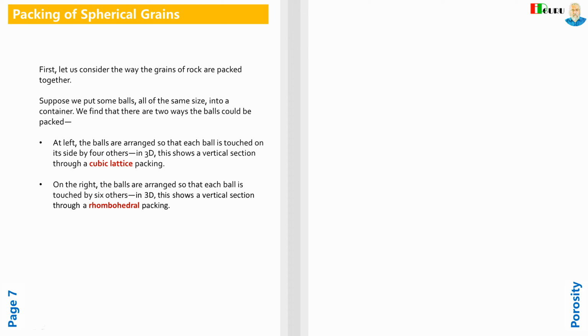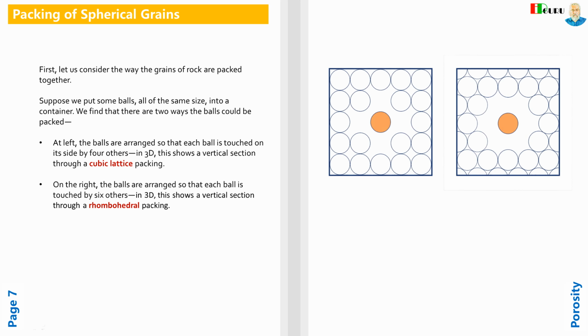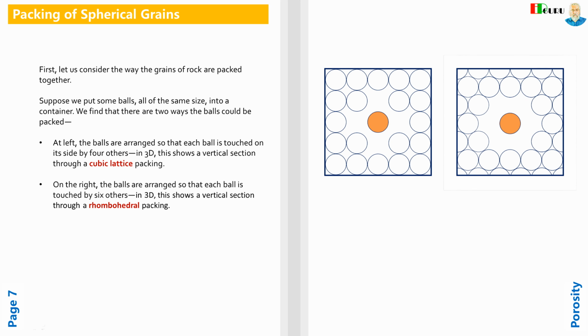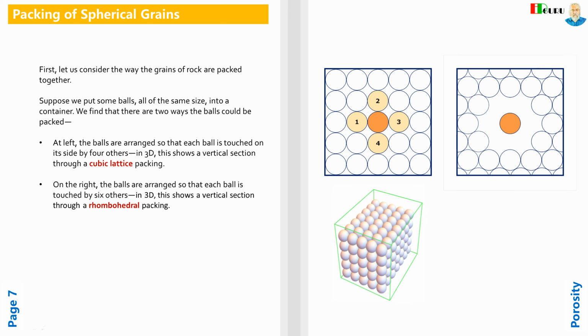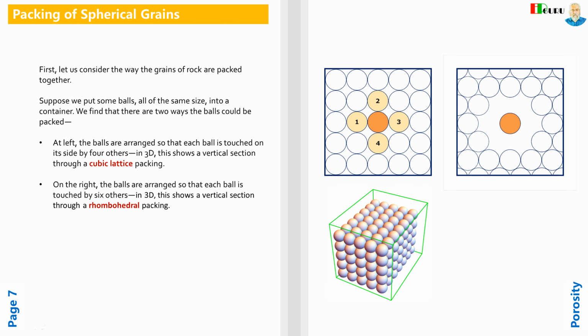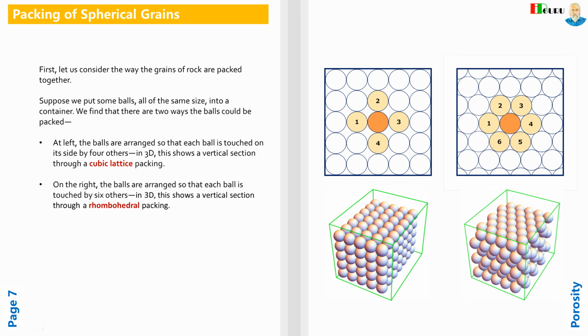First, let us consider the way the grains of rock are packed together. Suppose you put some balls, all of the same size, into a container. We find that there are two ways the balls could be packed. At left, the balls are arranged so that each ball is touched on its side by four others. In 3D, this shows a vertical section through a cubic lattice packing. On the right, the balls are arranged so that each ball is touched by six others. In 3D, this shows a vertical section through a rhombohedral packing.